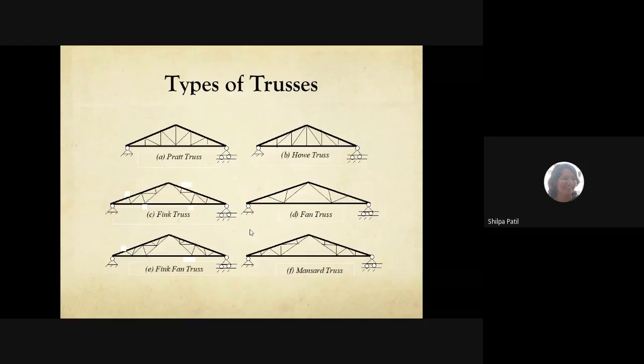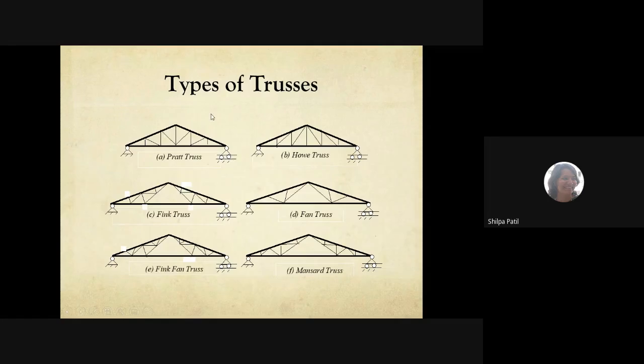Now, these are the various types of trusses. You can see that there is a basic triangle, a big triangle, which consists of different small triangular units. So, depending upon how these triangular units are formed, we are getting different geometrical shapes or geometrical configurations. And based on that, different names are given to different geometrical configurations.